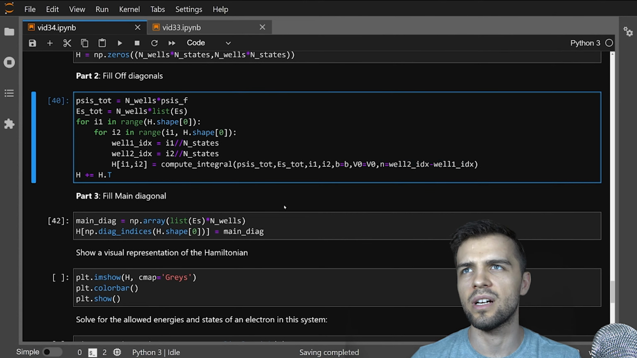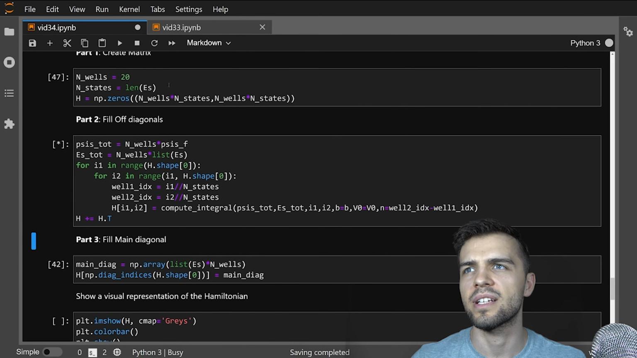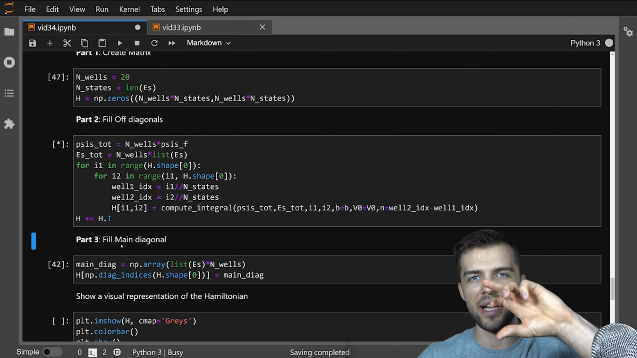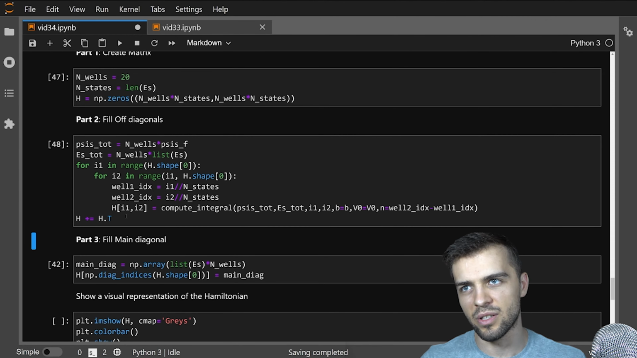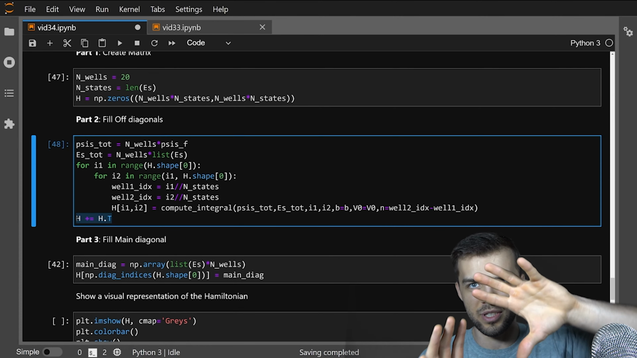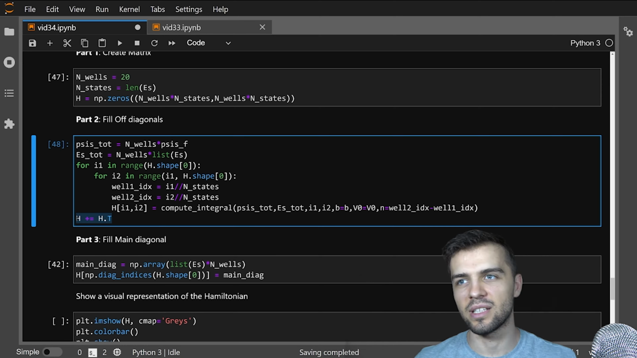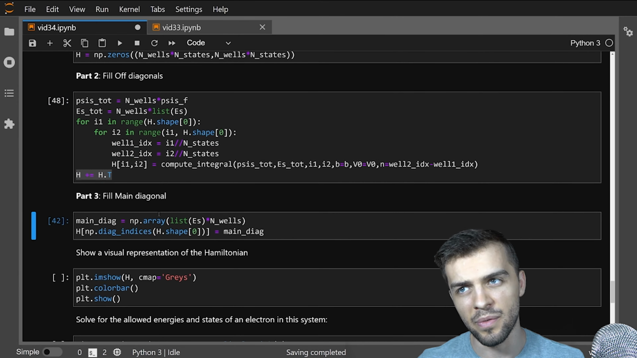And so I fill the off diagonals. I'll just make sure to run this again. It runs fairly quickly for the size of this problem. Of course, the main diagonal gets filled twice when I add the transpose of the matrix to the matrix. I fill in the upper diagonal, then copy it over to the lower diagonal. So I refill the main diagonal.